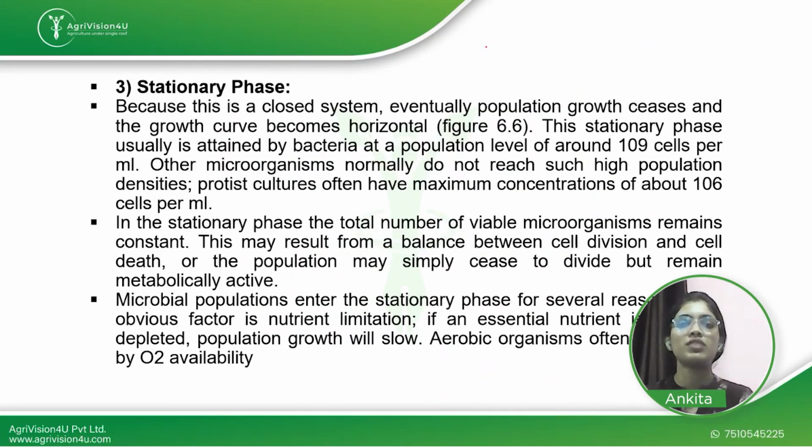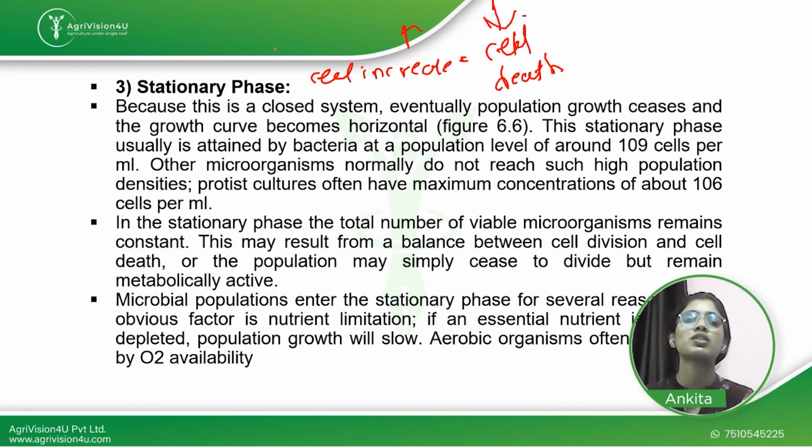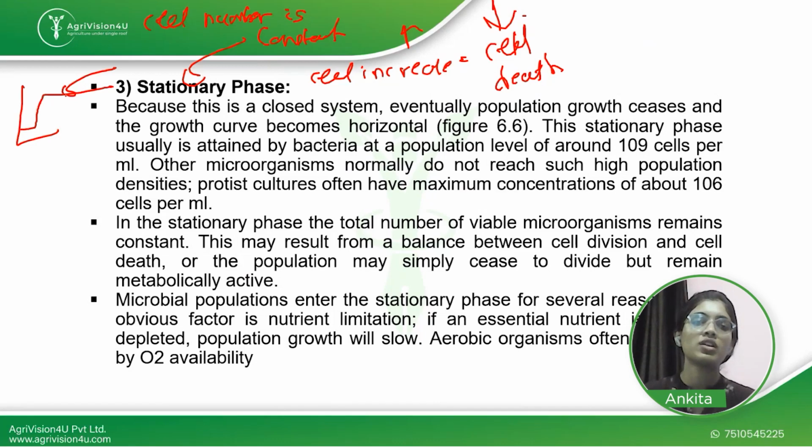Now you will have the stationary phase. In the stationary phase, what you have to remember is cell increase is equal to cell death. Okay, there is an increase in cell number, and at the same time cells are decreasing. So here in the stationary phase, your cell number will be constant. That's why in the graph you can see your stationary phase looks like this. This is your stationary phase. It is a straight line, that is, it is constant.